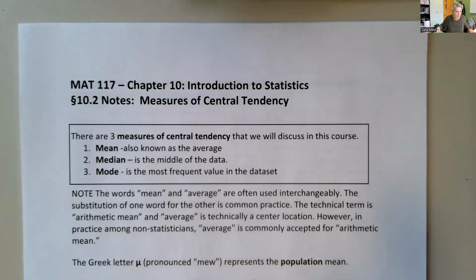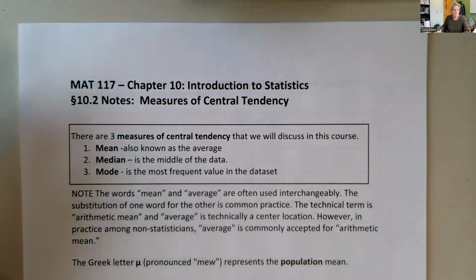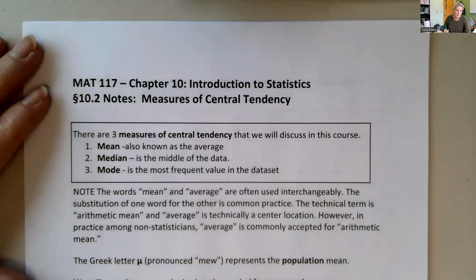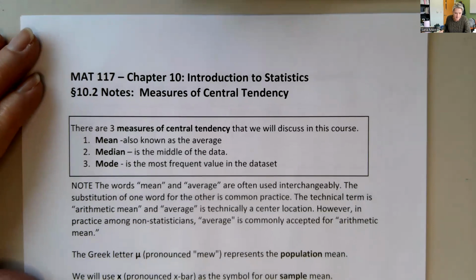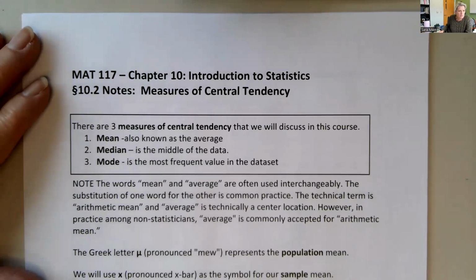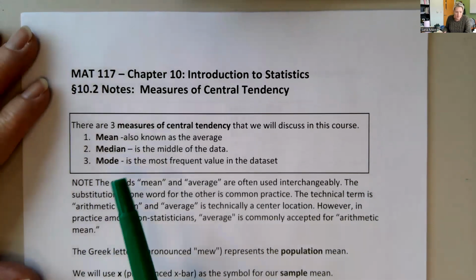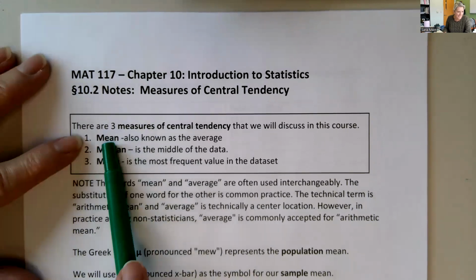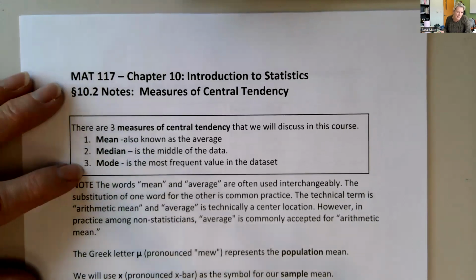Hello, welcome back for chapter 10.2 notes. Today we are introducing measures of central tendency, and we are going to look at three different measures of central tendency. The first is the mean, the second is the median, and the third is the mode.